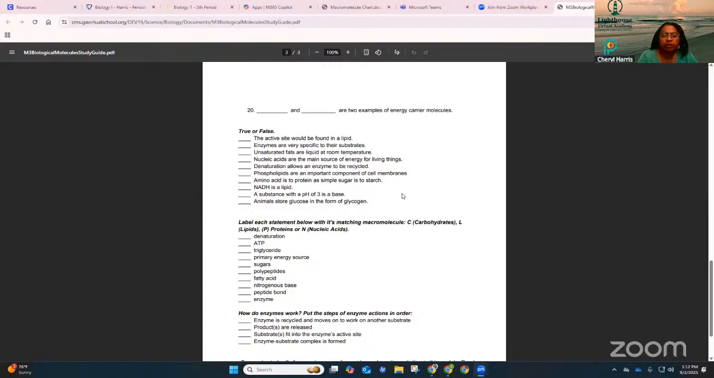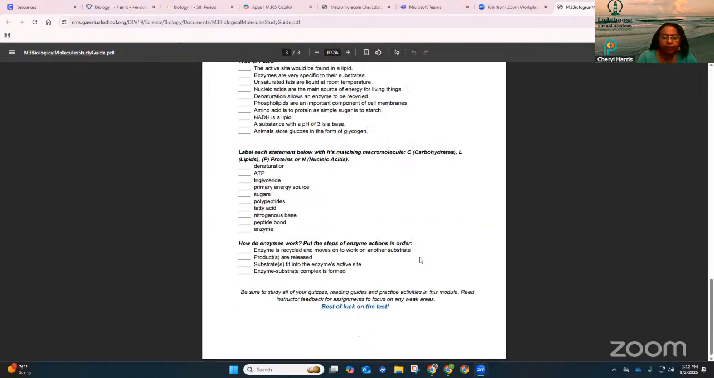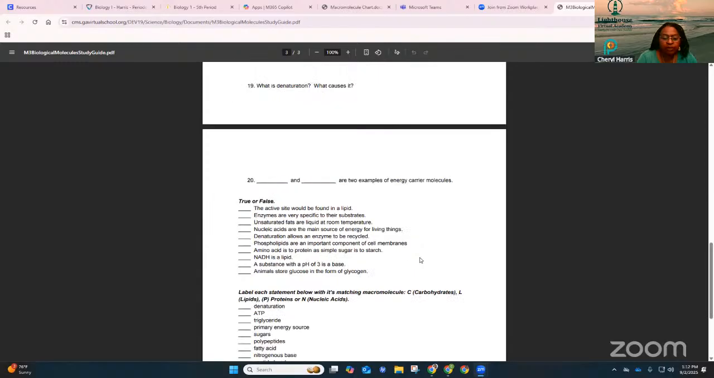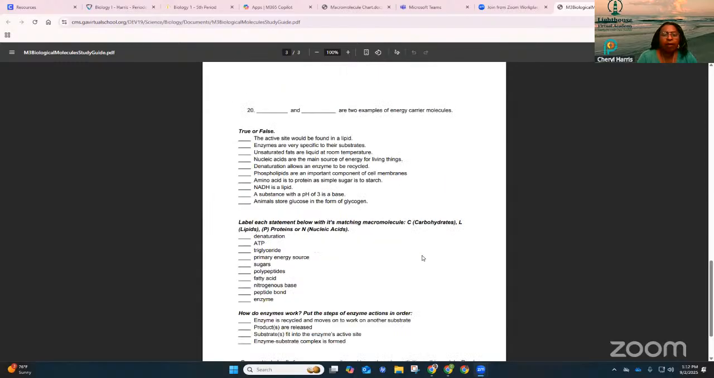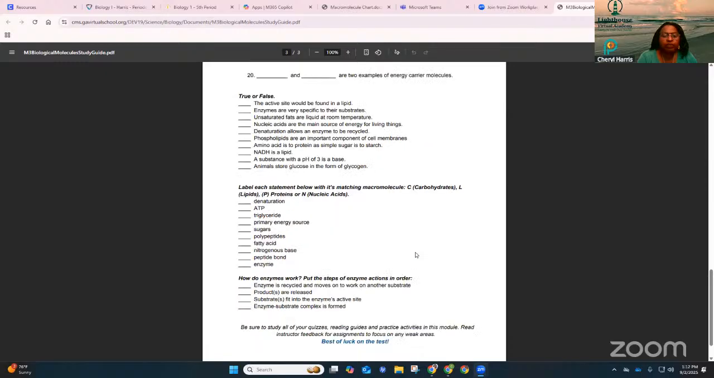Some of these are very specific to the unit, but we didn't talk about those. I tell you what, let's make sure that you have done 1 to 20, and then you can skip the first true false. Don't do that. I'm not holding you accountable for that. But I am holding you accountable for label each statement with the matching macromolecule and how does an enzyme work.